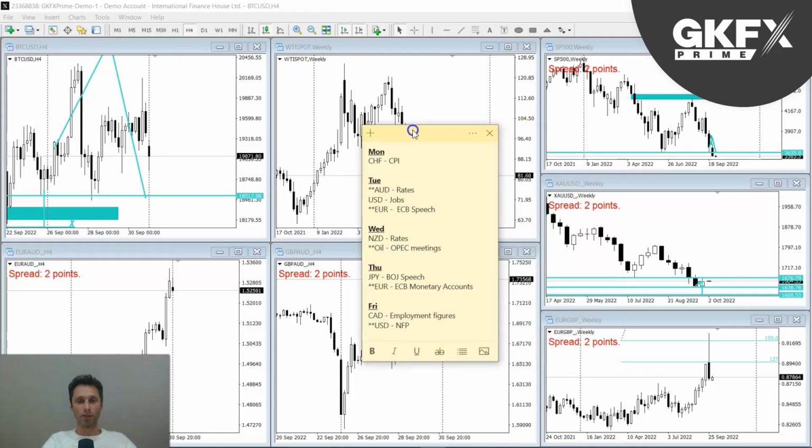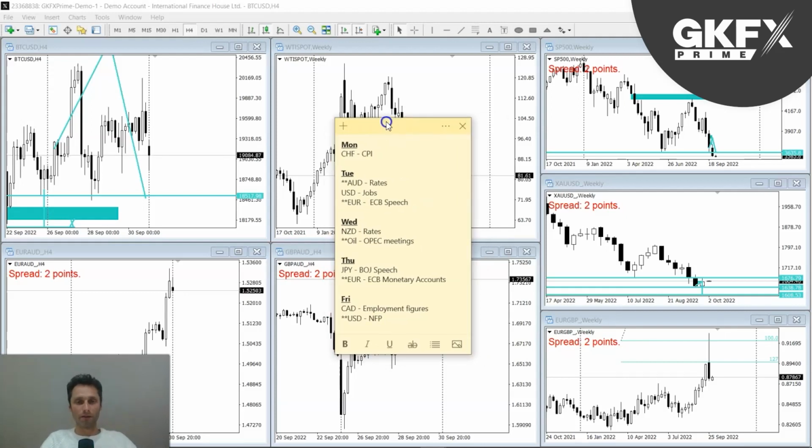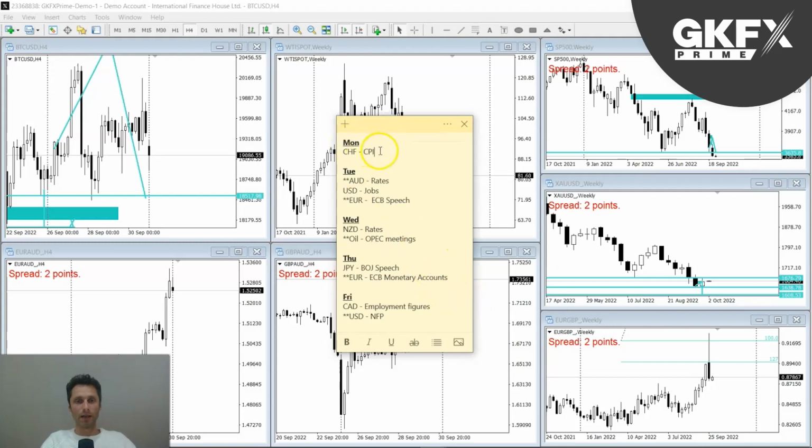So I'm going to start as ever with the calendar for the week, the economic calendar. On Monday, we've got CPI numbers on the Swiss franc from Switzerland. We've got on Tuesday bigger news from Australia, the rates announcement from there, so look out for that. USD, we've got job numbers as well on Tuesday, and we have a speech from the European Central Bank, so that will be euro related.